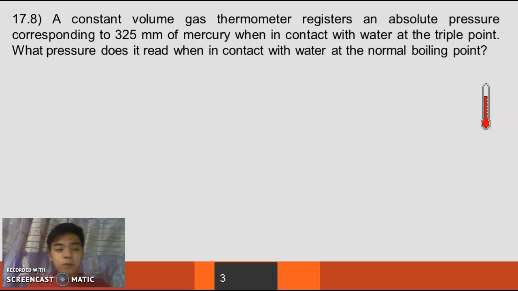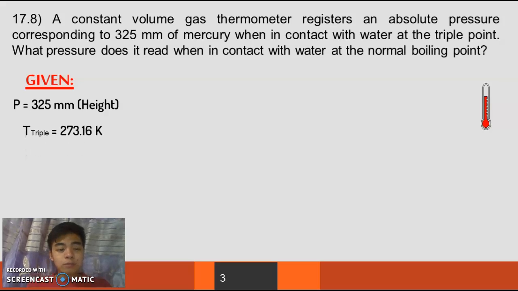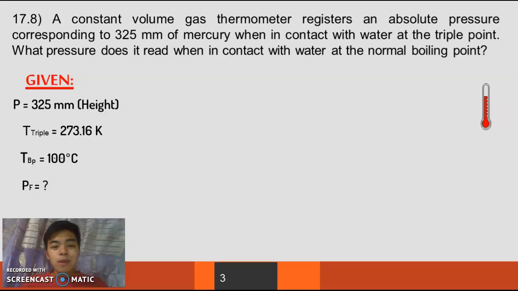So this is a thermometer, and for our given, we have a pressure of 325 millimeters. This is how high the mercury rises when in contact with the water at the triple point. The temperature of water at the triple point is 273.16 Kelvin. It is a given. And for our boiling point, of course, the boiling point of water is 100 degrees Celsius. Now, we're looking for the pressure when it is in contact with water at the normal boiling point.